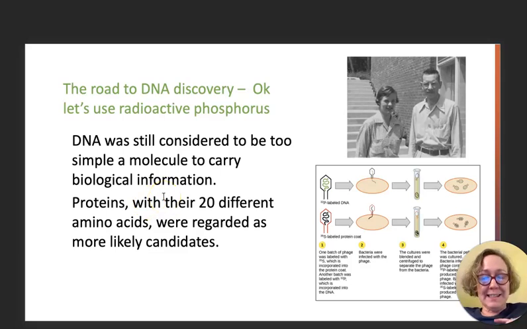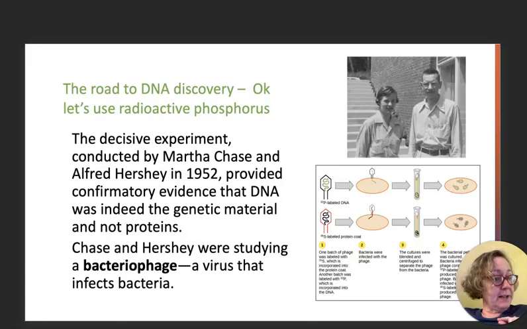So DNA was still considered to be a crazy idea. So they used radioactivity and viruses. They looked at proteins with 20 different amino acids, and they said, we still think it might be DNA. And everyone's like, no way, it's got to be proteins. They went ahead and looked at it using radioactivity. What they did, Martha Chase and Alfred Hershey in 1952, sort of confirmed. Finally, the multiple evidence confirmed, yes, DNA is the genetic material.